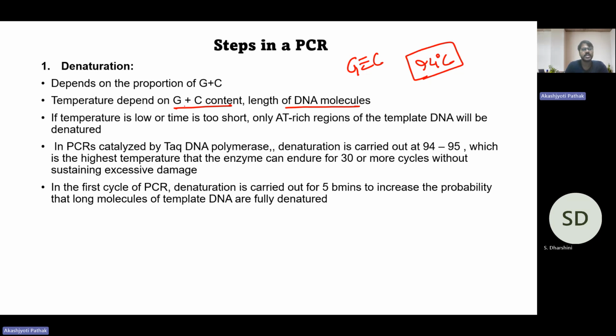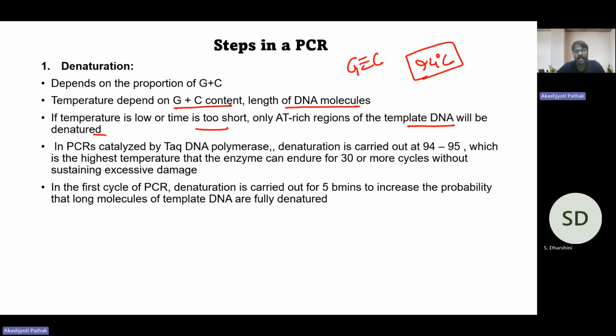So you have to optimize what the temperature should be and what the time should be. What will happen if the temperature is kept low, or if the time is kept very short? The entire target DNA region will not get separated. Only the AT-rich regions of the template DNA will be denatured. For example, you have performed a PCR reaction and you are not getting any band when you run it on a gel. So these are the points you have to keep in mind: what is my DNA sequence, and what is the length of my DNA. All these have to be kept in mind.